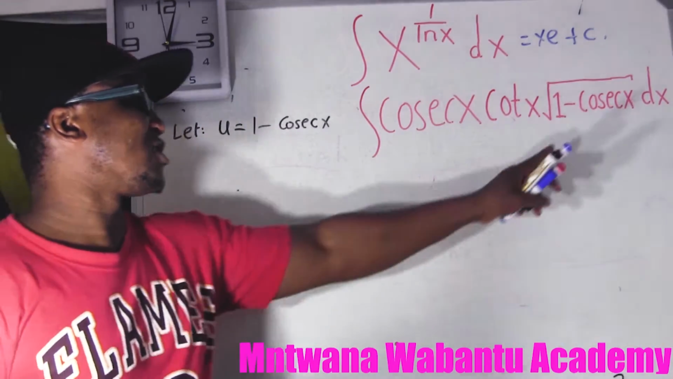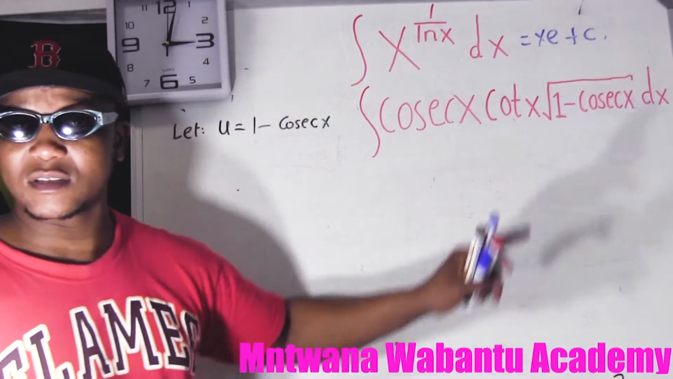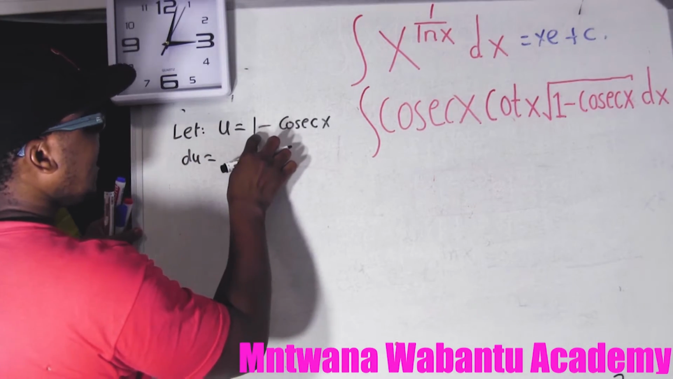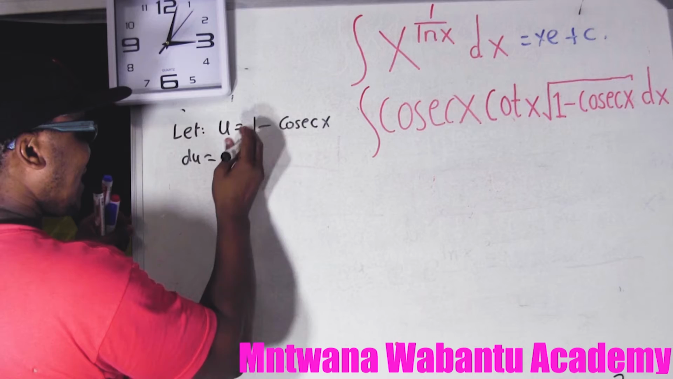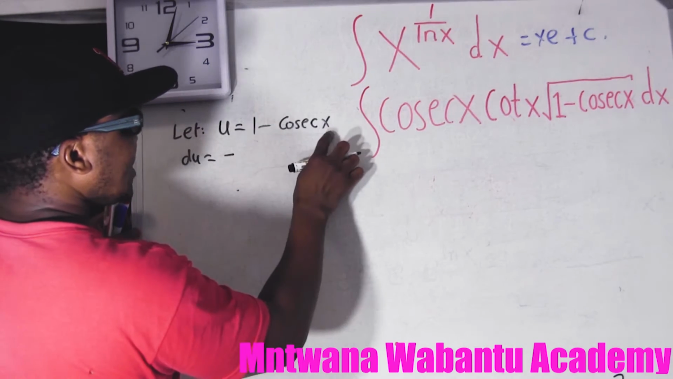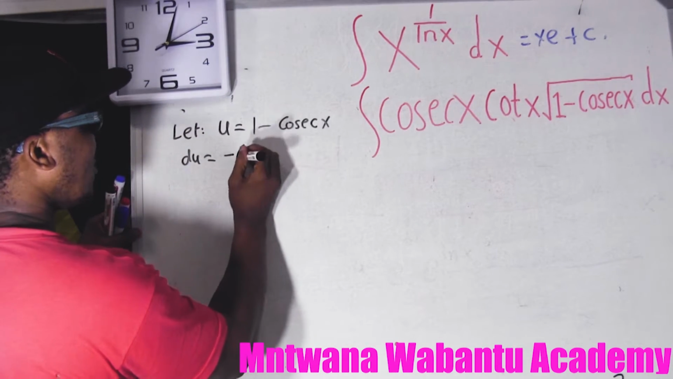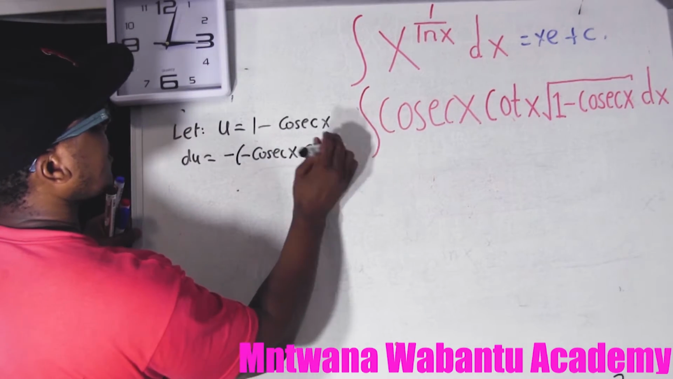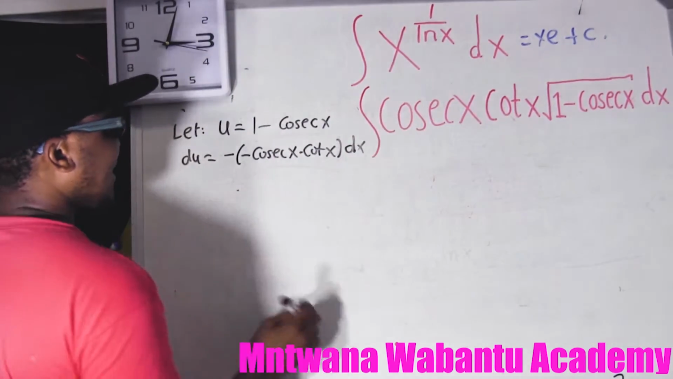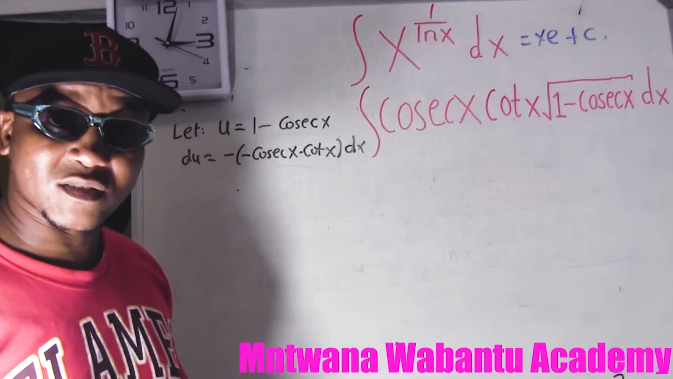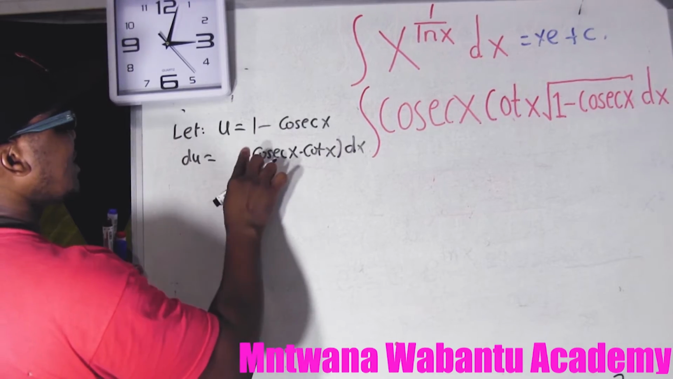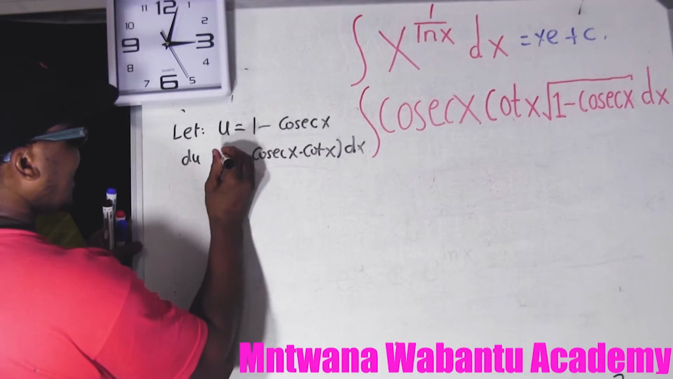Because I know if I'm going to differentiate cosec, it's going to give me cosec cot. So now, differentiate u is going to give you du, and when you differentiate the 1, you get 0. And you still have a negative here. When you differentiate cosec, it's going to give you negative cosec x cot x, with respect to x, dx. Negative, negative, positive. So it's going to give us positive, so I don't need this bracket anymore. Like I said, like this.